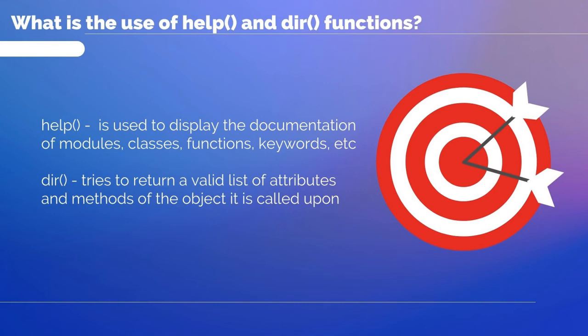What is the use of help and dir functions? Help function in Python is used to display the documentation of modules, classes, functions, keywords, etc. If no parameter is passed to the help function, then an interactive help utility is launched on the console. Dir function tries to return a valid list of attributes and methods of the object it is called upon. It behaves differently with different objects, as it aims to produce the most relevant data, rather than the complete information.